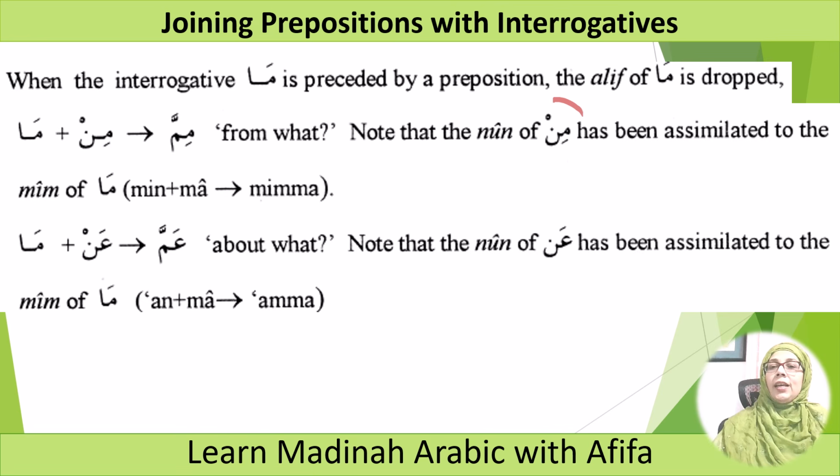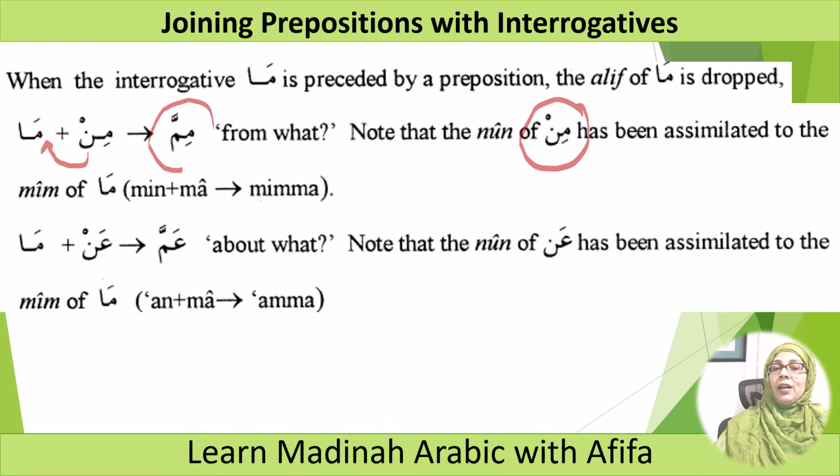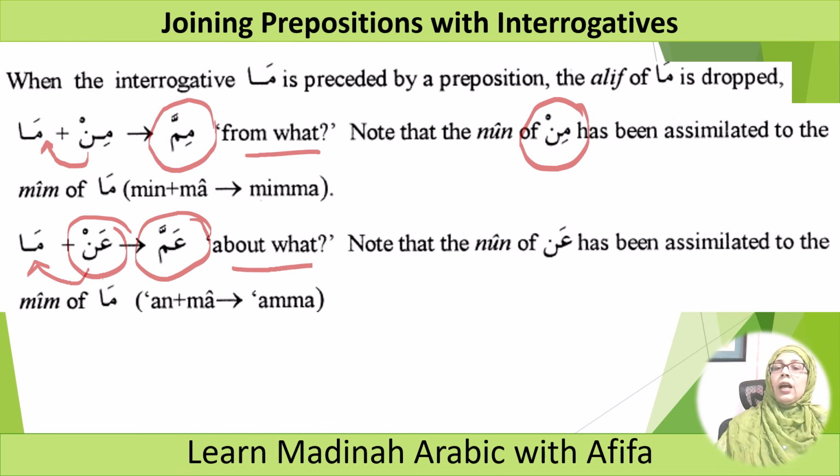Now let's combine the preposition min, which means from, with ma. So notice here that the noon merges with the meem occurring in the ma, and what happens is you drop the alif and the meem doubles. So it becomes mimma, which means from what. And then the next one shows the preposition an, and it is combined with ma. Again, the noon and the meem combine, the alif in the ma drops, and it becomes amma, which means about what.